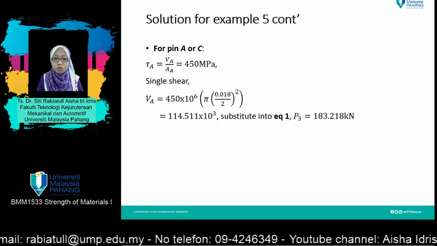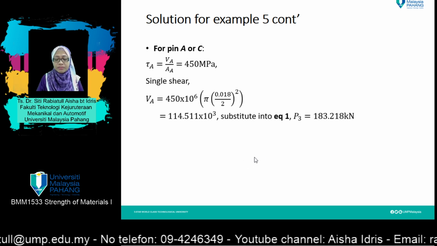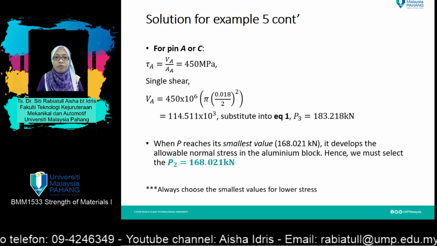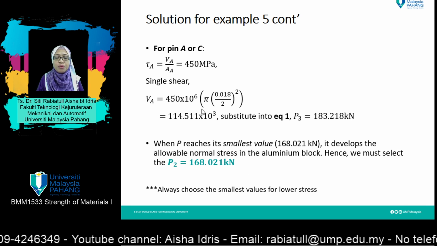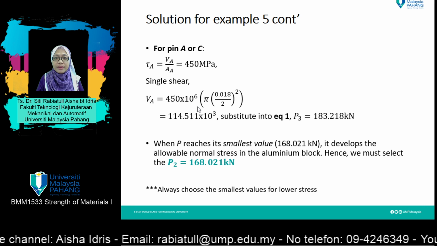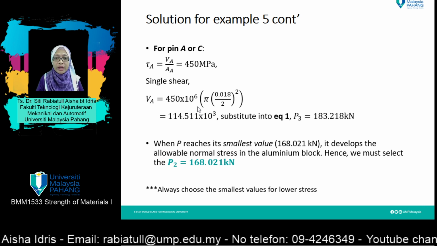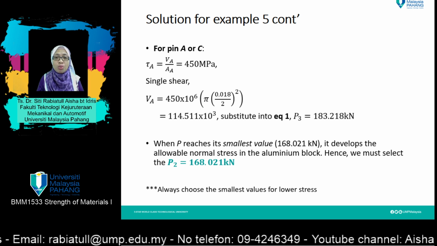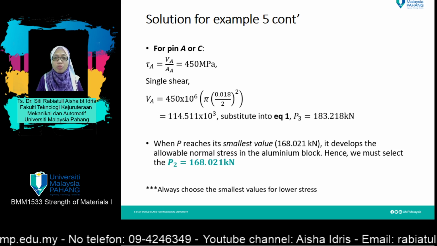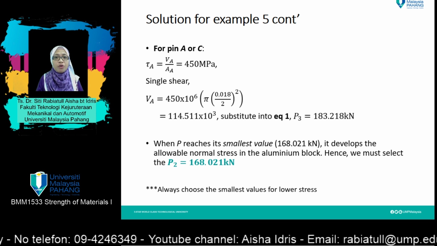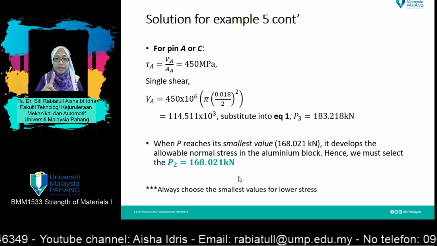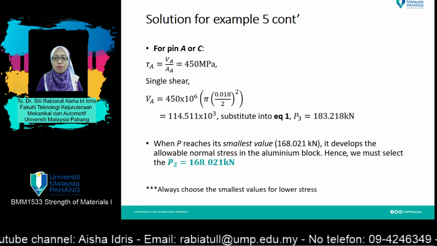So which one do we need to choose in order to get the correct value of P? In this case, always choose the smallest value for lower stress. If you refer to the equation of stresses, if the force is higher then the stress will increase, and if the force is lower, then it will reduce the value of stress. It's either normal stress or shear stress. So in this case, we are going to choose P2, which equals 168.021 kilonewton. So again, remember, always choose the smallest value for lower stress.